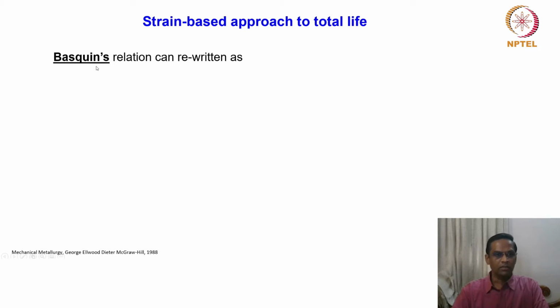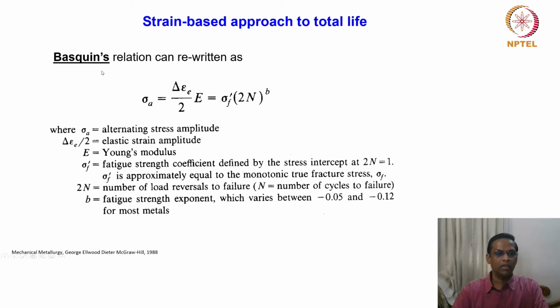And then we know the stress-based relation, which is given by the Basquin equation, which we have seen earlier, which reads like this: Δεe/2 = σa/E = (σf'/E)(2Nf)^b. So σa is the alternating stress amplitude. Δεe/2 is the elastic strain amplitude, E is Young's modulus. σf' is the fatigue strength coefficient, and b is the fatigue strength exponent. So now we have these two equations.